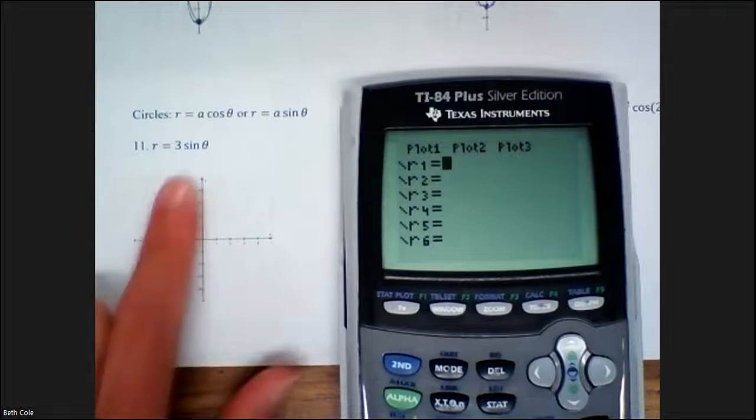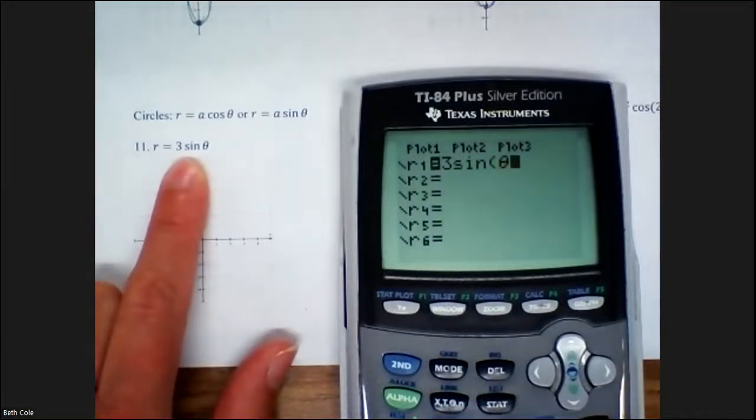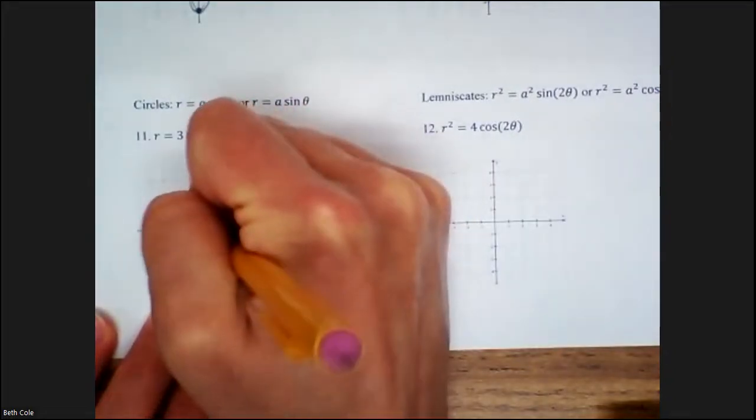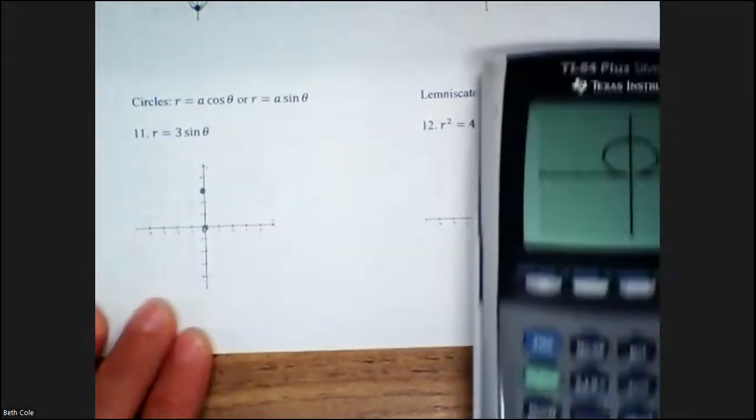So go ahead and clear out. We're gonna type this one instead, 3 sine theta. And so we're gonna have points at the pole and then 0, 3. And then just try to make it look as circular as you can.